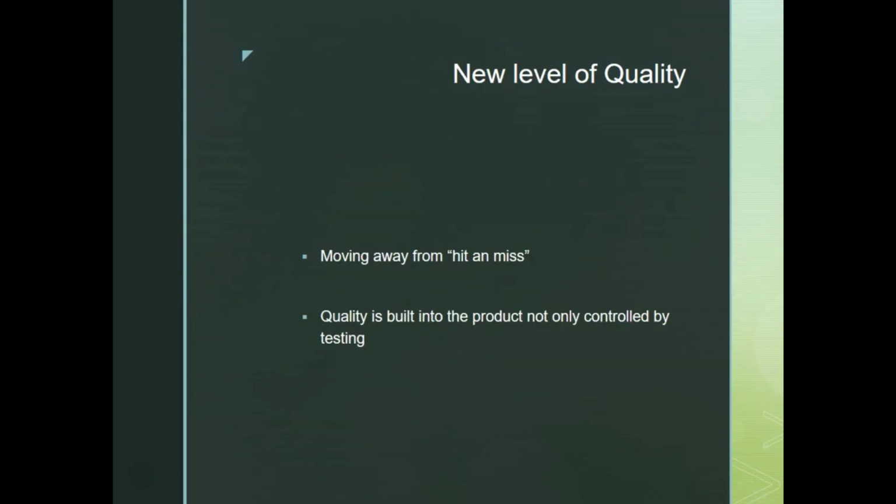So this new level of quality that I've spoken about, or quality by design, is moving away from this hit and miss approach, where quality is built into the product right from the first step, and it's not controlled by the final product testing. So we have a greater understanding and a greater control over the process steps right from the very start. So we've designed a more robust process.